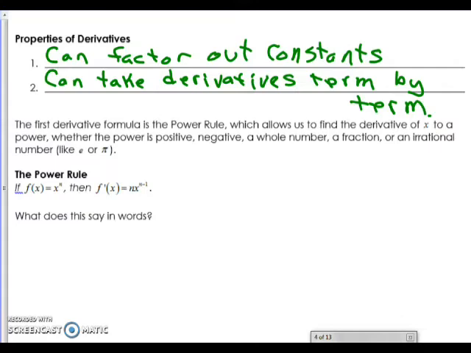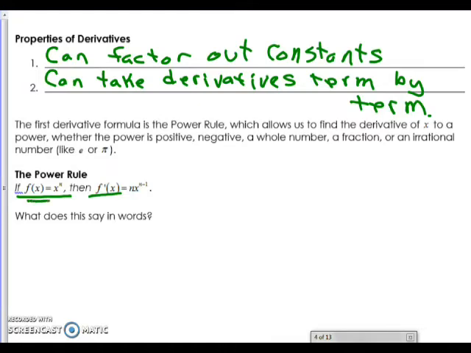All right. So the first one is the power rule. This is basically for the most simple polynomials. So anytime you have something raised to a power, here it gives you f of x equals x to the n, then the derivative, again, remember that f prime there is notation for the derivative, is n x raised to the n minus 1. That looks more complicated than it is. What does it say in words?